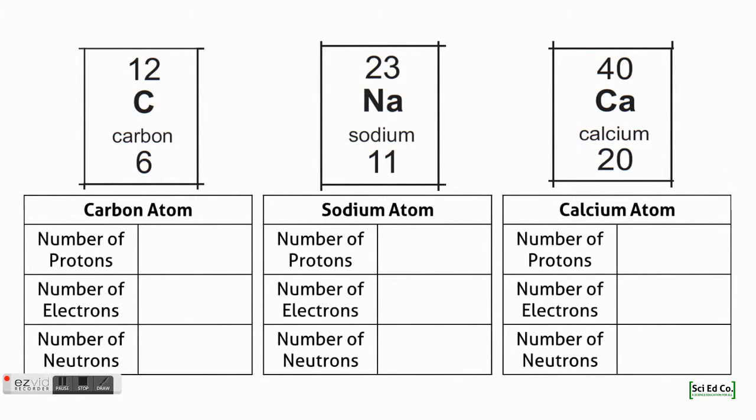Okay, I'd like you to put your newfound knowledge to the test. Here, I've listed 3 atoms, carbon, sodium and calcium. For each atom, I'd like you to write down the number of protons, neutrons and electrons. Please pause the video now before we go through some of the answers. Right, let's see how well you've done.